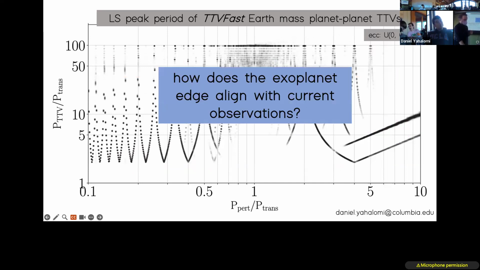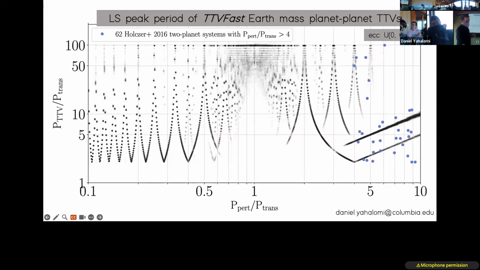Okay, so then you can ask, how do these edge predictions align with our current observations? And so we've taken the Hoaxer catalog for 2 planet systems where the period of the perturber is more than 4 times larger than the period of the transiter. And you'll see that there are maybe some hints of clustering around these edges, but for the most part, there's a lot of points that don't fall along this edge, which is actually quite interesting because it implies that there's more mass in the system that we don't currently know about.